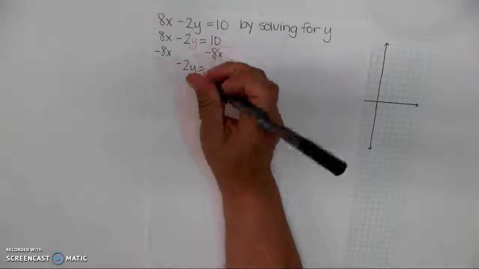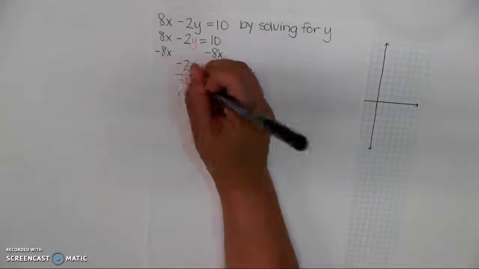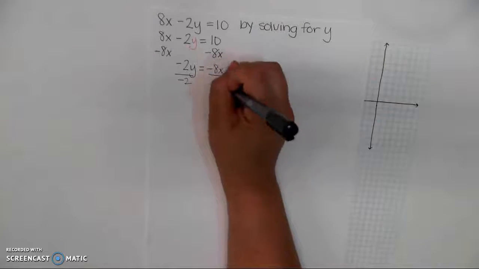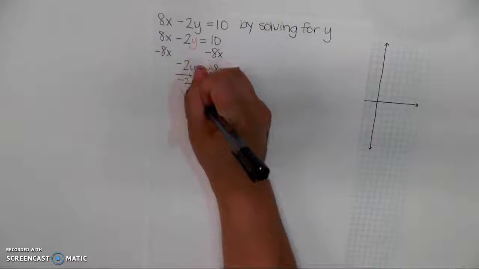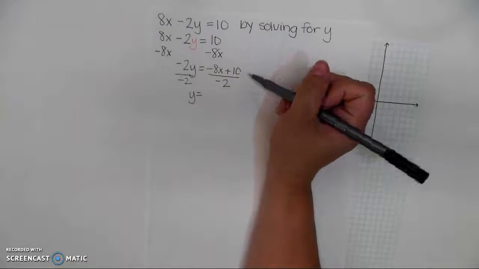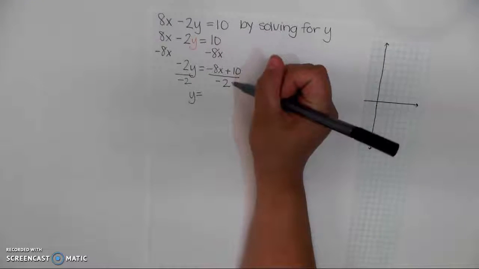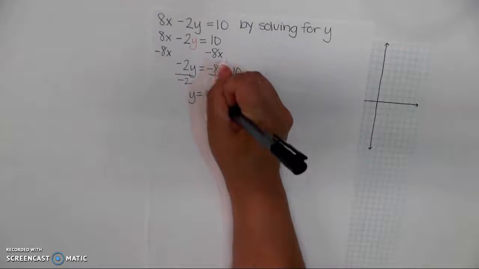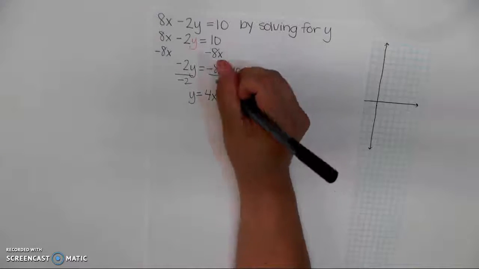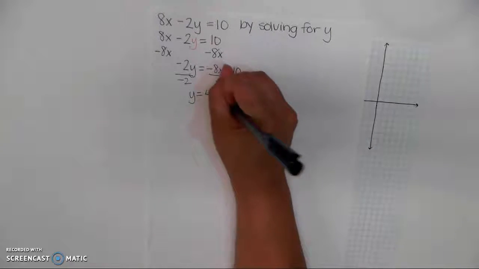And to finish out solving for y, here I'm going to divide by negative 2. And remember, I'm dividing the whole thing by negative 2, so negative 8 divided by negative 2 is positive 4x. And then 10 divided by negative 2 is negative 5.